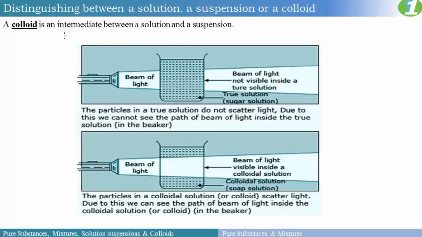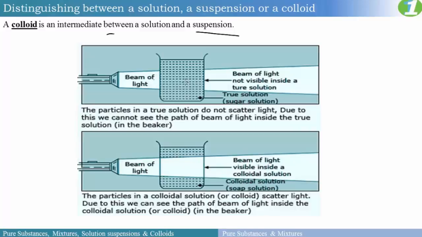In a colloid, the particles are larger than the particles in a true solution, but smaller than the particles in a suspension. Now, if the particles in the colloid are larger than the particles in a solution, then when light is passed through the colloidal mixture, it will scatter light.